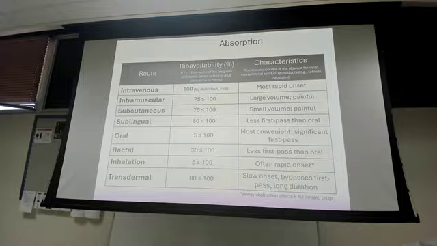Yes? Does IO, is that 100% as well? Yeah, most of the time, yes, because you're going right into your bone.